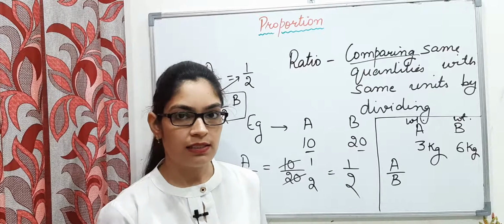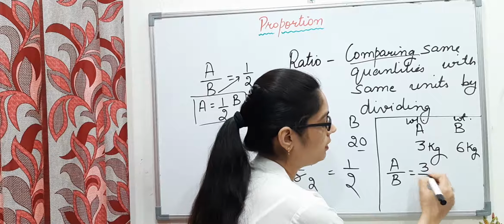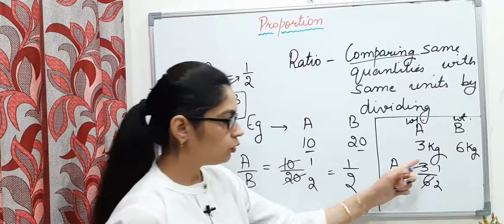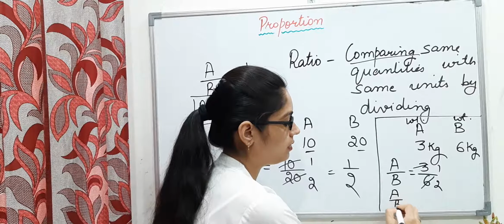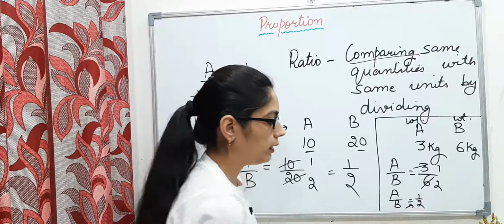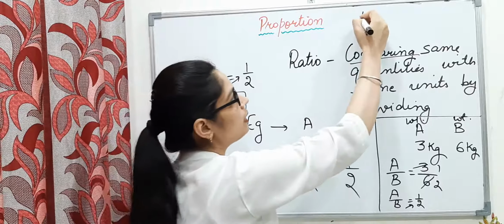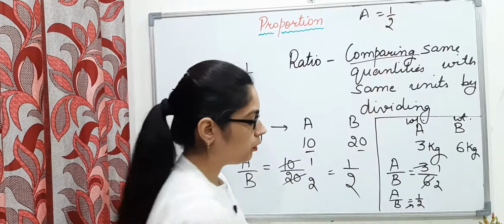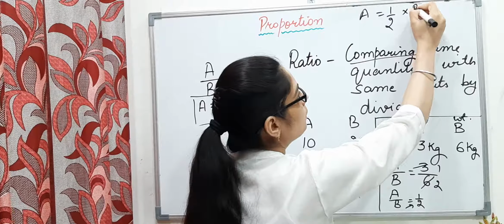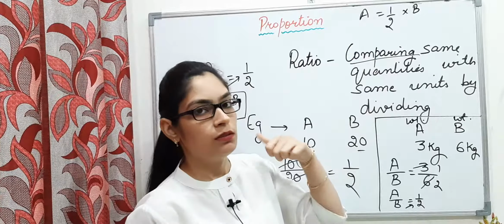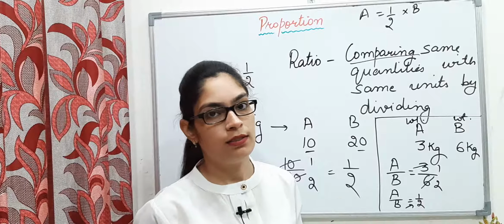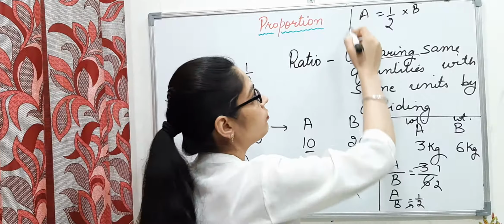If any cancellation is possible, we can do 3 and 6. 3 into 1, 3 into 2. So A by B is equal to 1 by 2. Since we are comparing, again we can shift one quantity to the other side. So if I shift B to the other side, because B here is in division form, it will change to multiplication form. So A, since we are comparing weight, weight of A is half the weight of B. See, we have compared. So this way we find ratio.